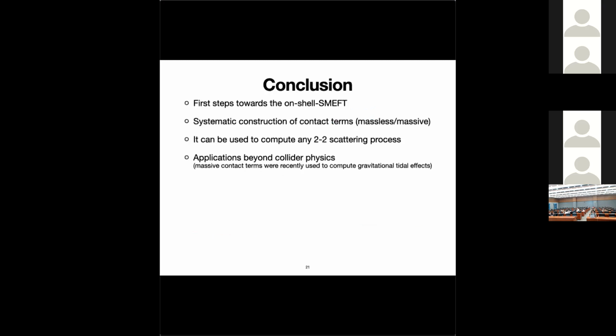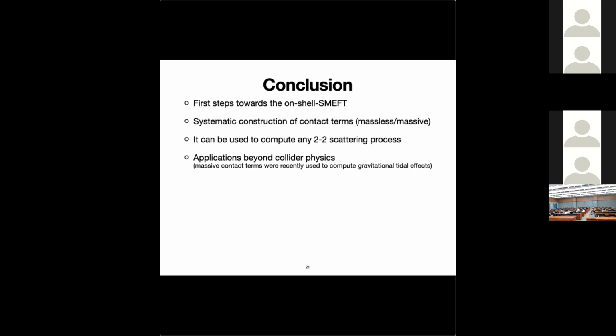So this leads me to my conclusion. I hope that I made clear that there are advantages to using this amplitude toolbox. We worked out the first step towards having an on-shell HEFT, which is building contact terms using the spinor variables. And we want to have not only the massless, but also the massive case. And with our big table, it's possible to compute the 2-to-2 scattering process in this on-shell way.